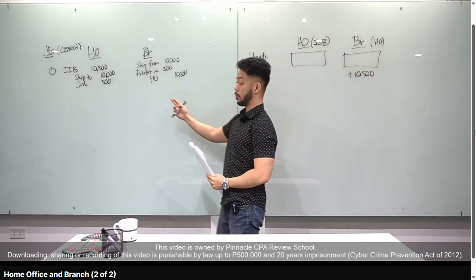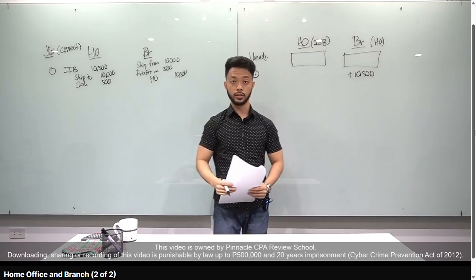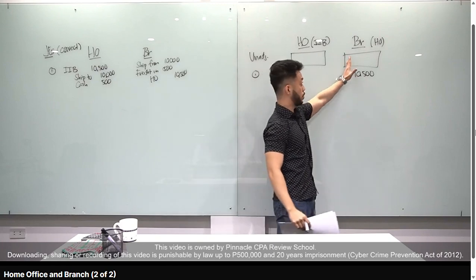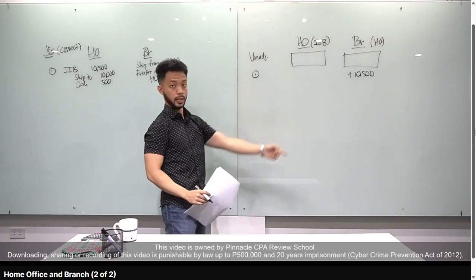Plus that, because the home office account is an equity account, its normal balance is a credit. We need to credit 10,500, plus 10,500. Take note, that is in the books of the branch, the home office account. Right? So okay, that is our adjustment.